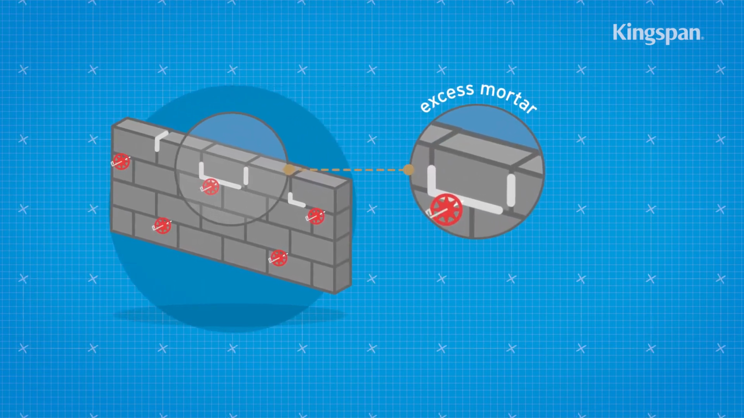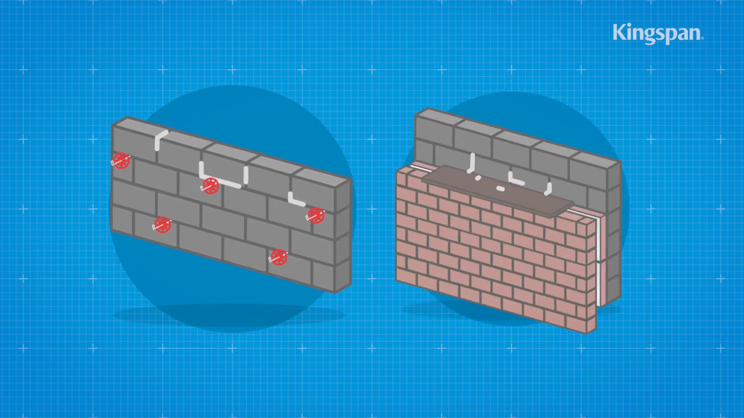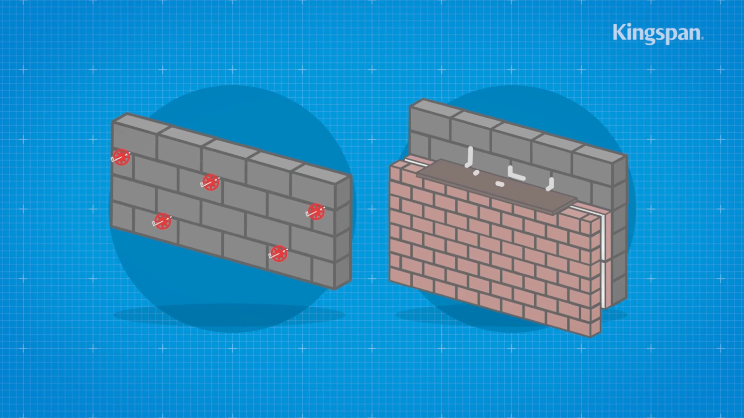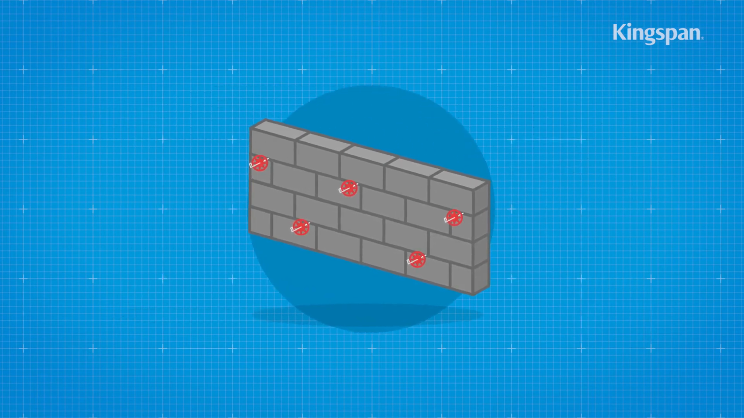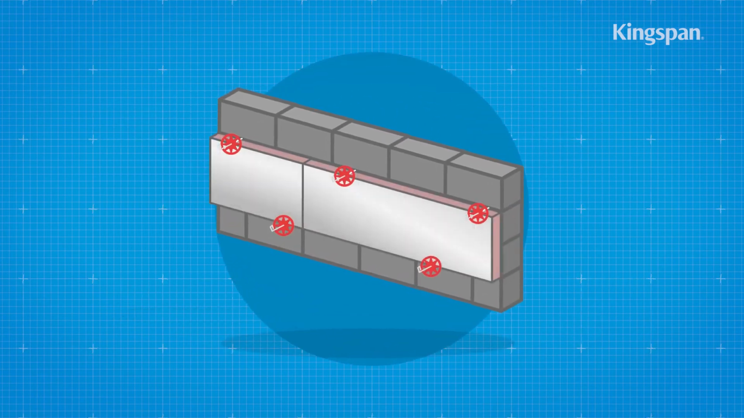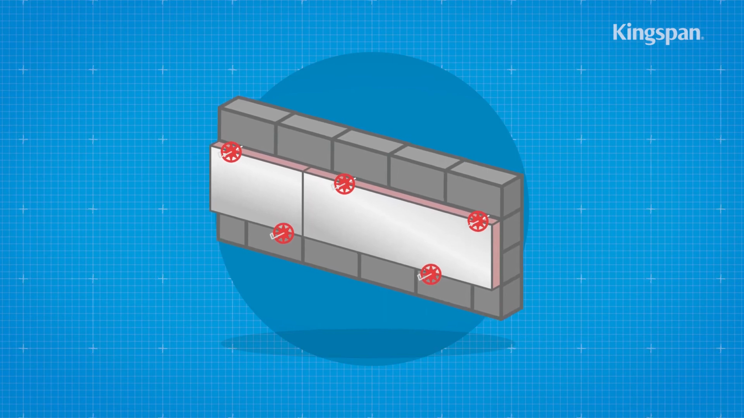After raising each section of the inner leaf and before installing the insulation board, excess mortar should be removed and mortar droppings cleaned from exposed edges of the installed insulation board. The first row of insulation boards should now be installed between the two rows of wall ties.